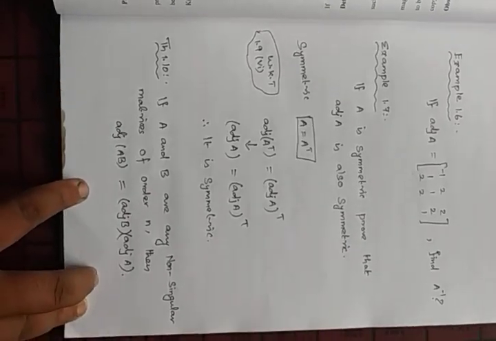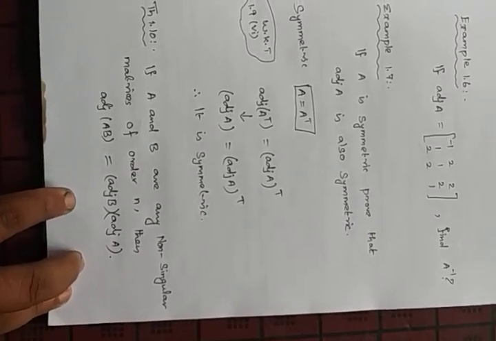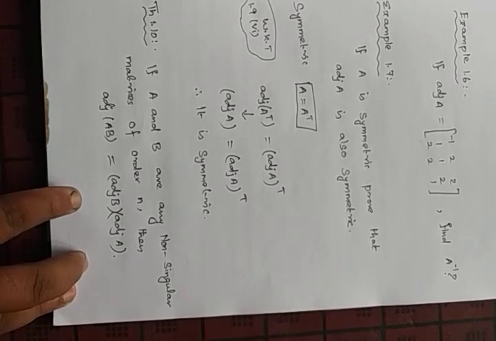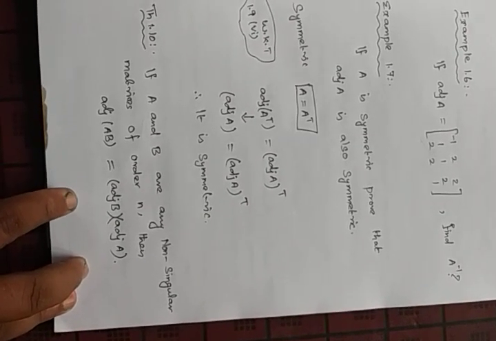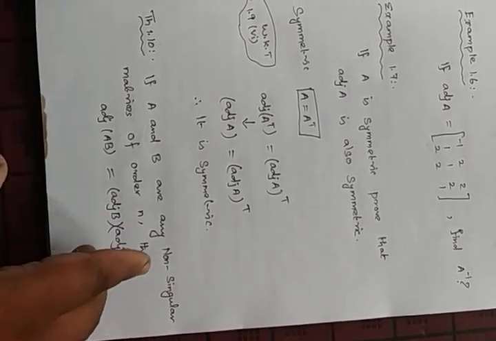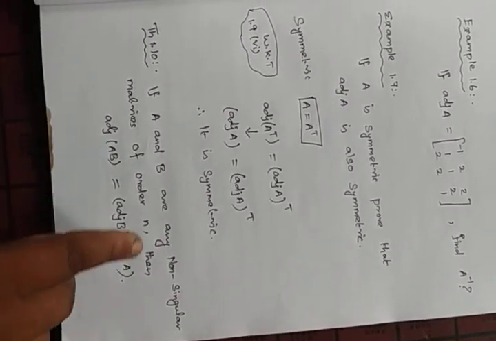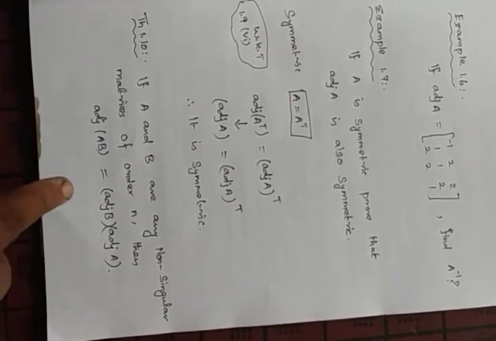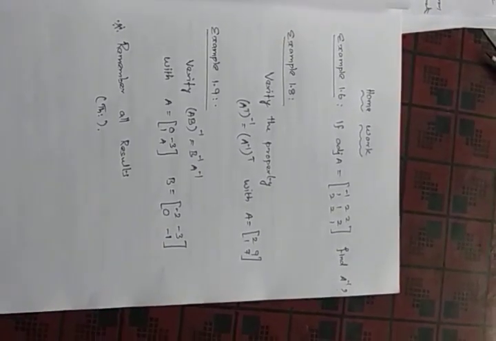As we have shown in the reversal law, that AB whole inverse equals B inverse A inverse, similarly here for the adjoint. Adjoint of AB we can write as adj B first and then adj A. In this way we can do this theorem. This is also an important theorem. Okay, this is the last thing.